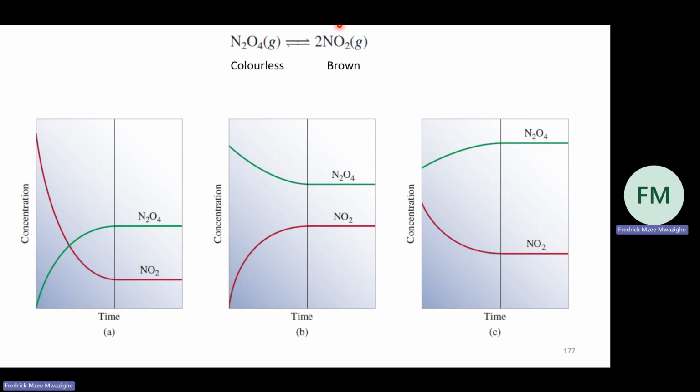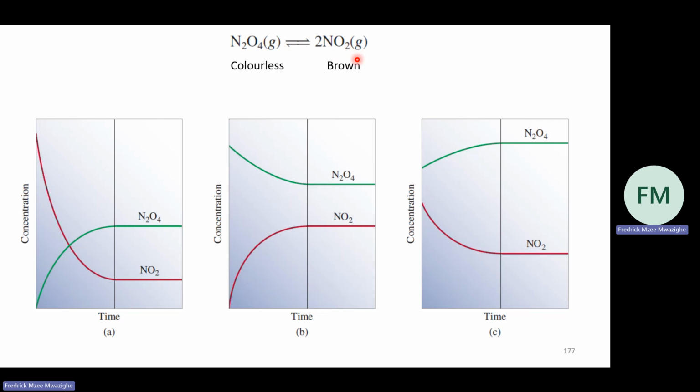So let's look at this example of this reaction, where you have N2O4. It can exist at equilibrium with NO2.